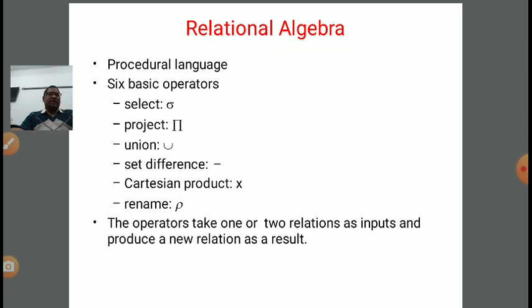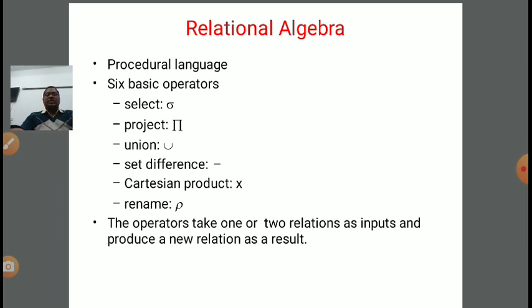So basically there are six operators. First is select, that is sigma. Second is project, pi. Then union, U; set difference, minus; Cartesian product, cross; and rename, that is rho. In total, six basic operators are available in relational algebra: select, project, union, set difference, Cartesian product and rename.